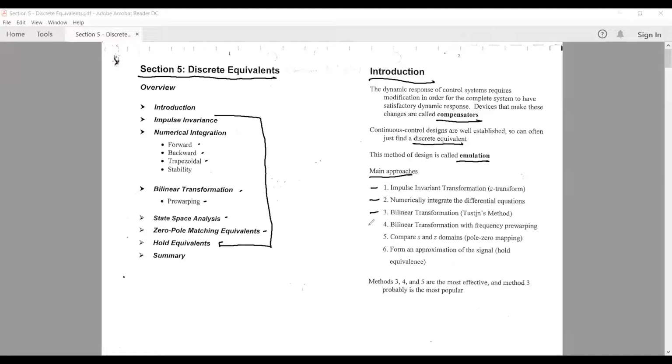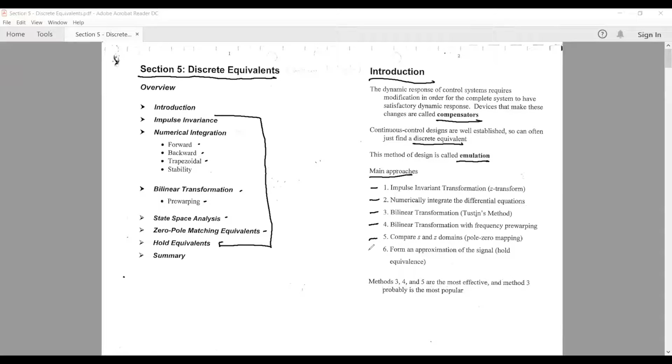Bilinear transformation with the frequency pre-warping. So this is another method with slight variation. Bilinear transformation is a lecture on its own, which is covered in the next section, section 6. Then number 5 method is pole zero matching, whereby we compare S and Z domain poles and zeros.